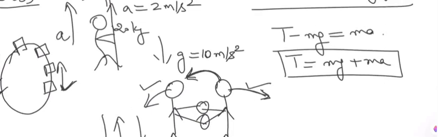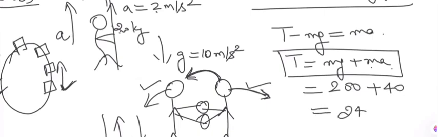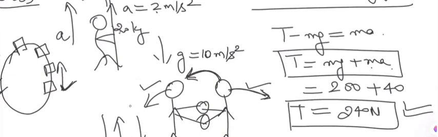Okay, so coming back to our topic here, I have mg. g is 10, mass is 20, so 20 into 10 is 200. Mass is again 20, acceleration is 2, so 20 into 2 is 40. So here I will get 240 newtons tension in the rope. Okay, so equal and opposite force.